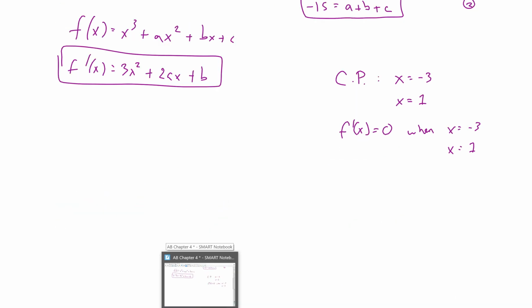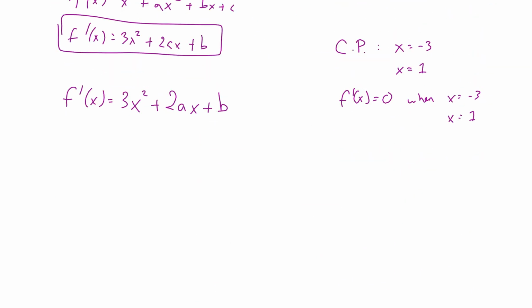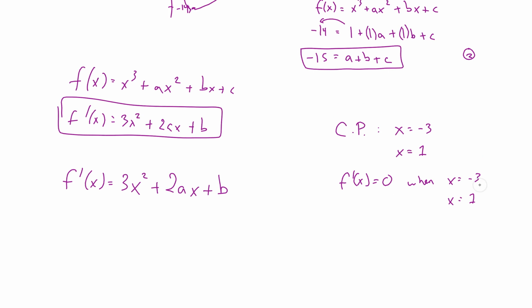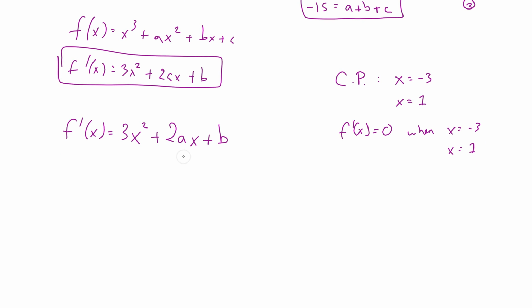So we found our derivative is equal to 3x squared plus 2ax plus b. And now we know that our critical points are at x is equal to -3 and x is equal to 1. So since we know those are minimums and maximums, we know that f prime of x is equal to 0 when x is equal to -3 and x is equal to 1. So let's use that information to create maybe a system of equations in order to solve for our variables.